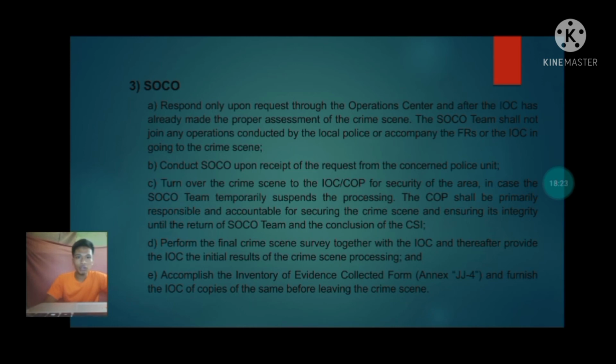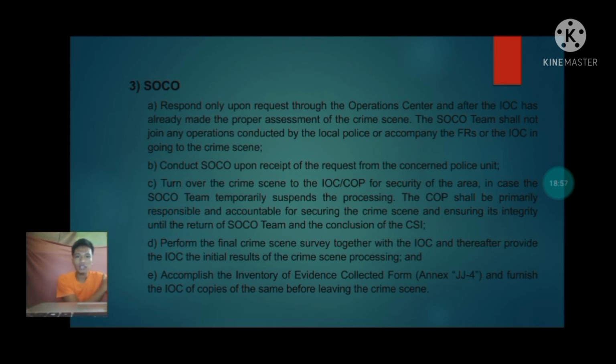And then letter C. Turn over the crime scene to the IOC or COP for the security of the area in case the SOCO team temporarily suspends the processing. The COP shall be primarily responsible and accountable for the security of the crime scene and ensuring its integrity until the return of the SOCO team and the conclusion of the CSI.